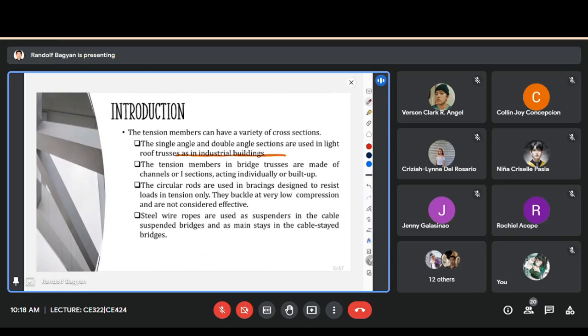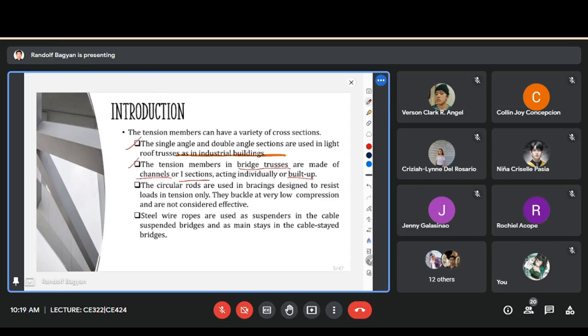Alright, still the introduction. So the tension members can have a variety of cross sections. What are most commonly used as tension members? In industrial buildings, we use the single angle and double angle. As roof trusses, we usually use single and double angle sections. In bridge trusses, it is usually made of channels or wide flange sections, acting individually or built up. Built up means joined together, different sections. Right?